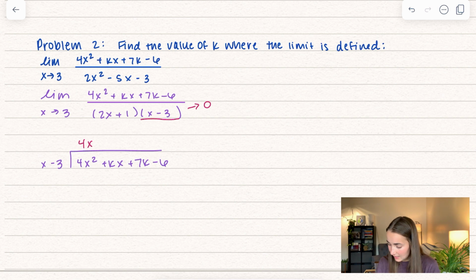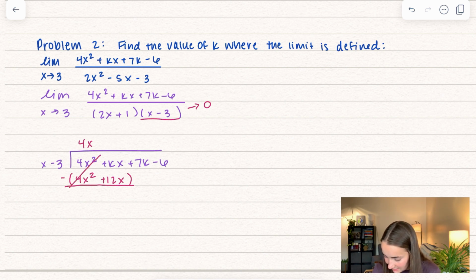When I multiply 4x by our terms, don't forget we have to multiply 4x by the whole thing, and that's what I'm subtracting. So here I get 4x squared and minus 12x. But again, like I said, we are subtracting this whole thing. So I get the first terms cancel out.